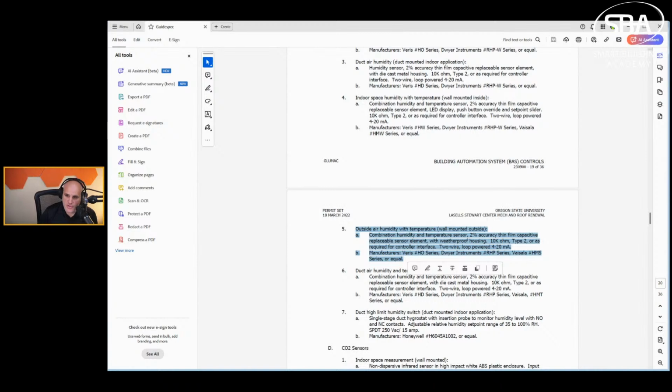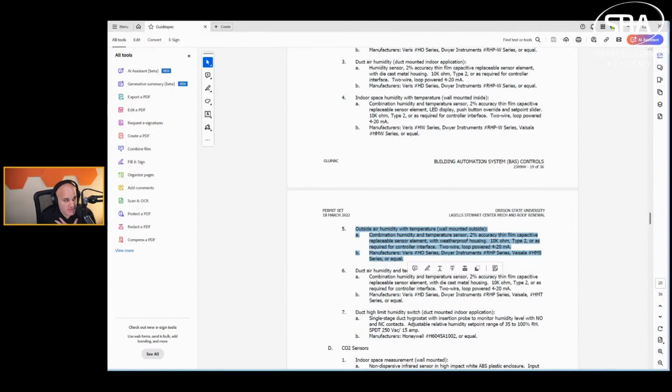So you're sitting there, you're reading the spec, you just got sent out to a job, you've got to go to Granger or somewhere to pick up a sensor. How do you make sense of this? Well, this is where we go back to those input types I just showed you. The first thing I'm going to do is figure out what inputs I need. Based on this, I need a resistive input, which is 10K type 2. And I also need a 4 to 20.